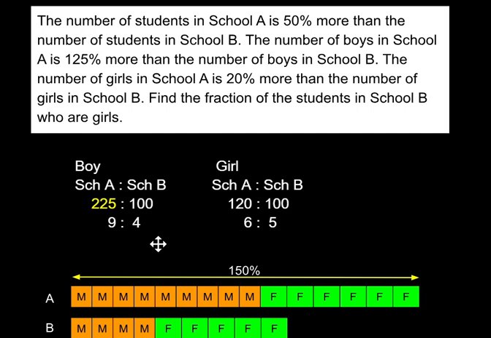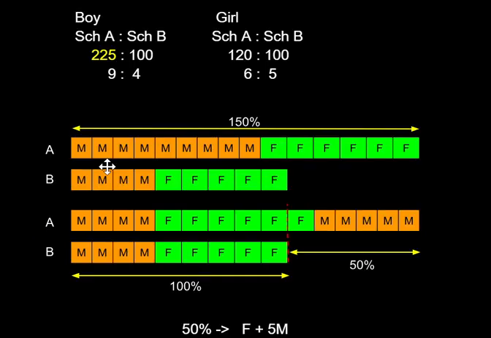So with this information, now I can draw the model. I got 9 units of boys. I use male and female, M and F, to represent boys and girls, because if I use B, you'll be confused with school B and school A. So I got 9 units of male and 6 units of female. For school B, it is 4 units of male and 5 units of female. Of course, if you are doing it for your exam, you don't have to draw so many small squares. You can simply put 9M, 6F, 4M, and 5F. The reason I do it is because I want to show you how I actually do the adjustment.